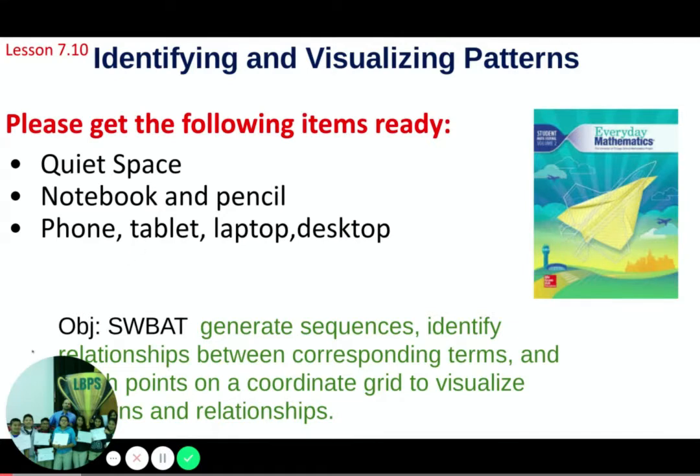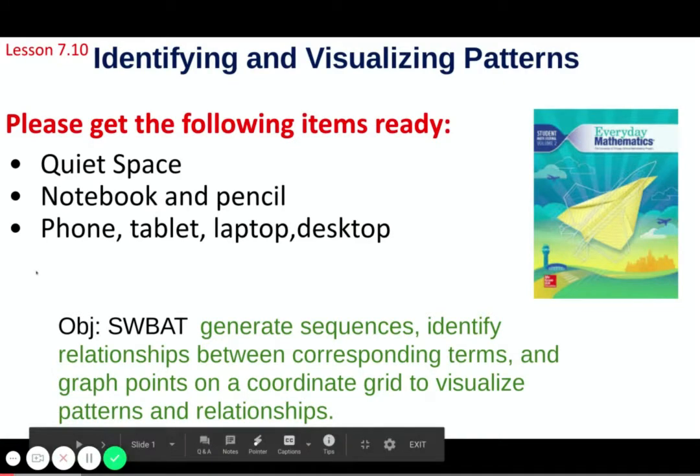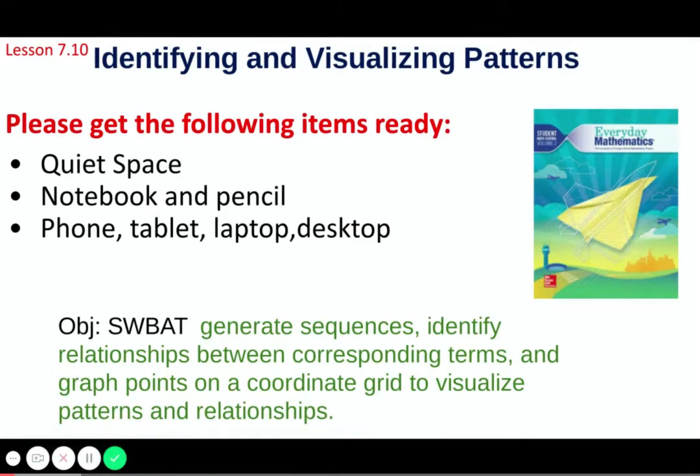Moving on to the objective. Students will be able to generate sequences, identify relationships between corresponding terms, and graph points on a coordinate grid to visualize patterns and relationships. So a lot of detail in this objective, but as we move forward in the lesson, we're going to begin to break down the objective in a way that is more digestible to hopefully achieve complete understanding at the end of the lesson.